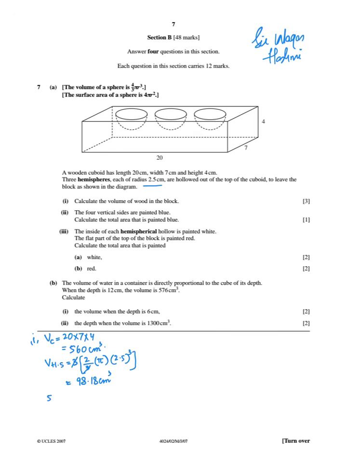So you need to find out the volume of block only. So that will be 560, volume of cuboid, minus volume of those hemispheres. So that will be equal to 461.8 centimeter cube, and that is your first part answer. Alright, so for next part, the 4 vertical sides are painted blue. Calculate the total area that is painted blue.